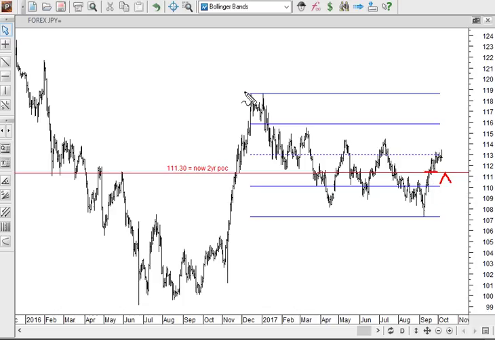I've also marked the halfway point off this high to this low, which is this dotted line here, and that has been resistance. Today, briefly, the chart printed above that level following the jobs data, but currently it's back underneath that point. As I've been saying for a while, price printing time above there would be a further positive, but we seem to be having a little problem at the moment with that level.